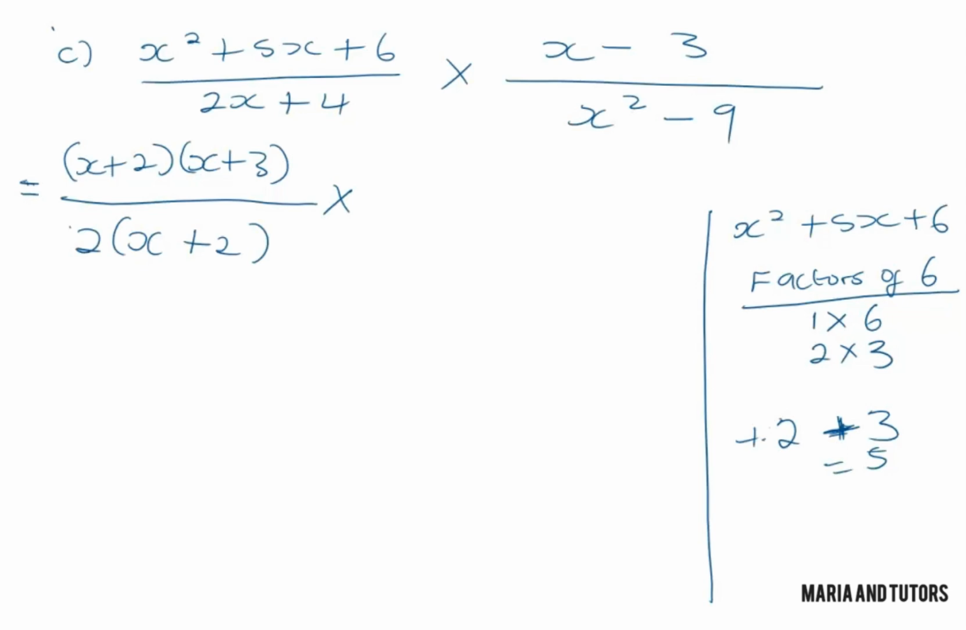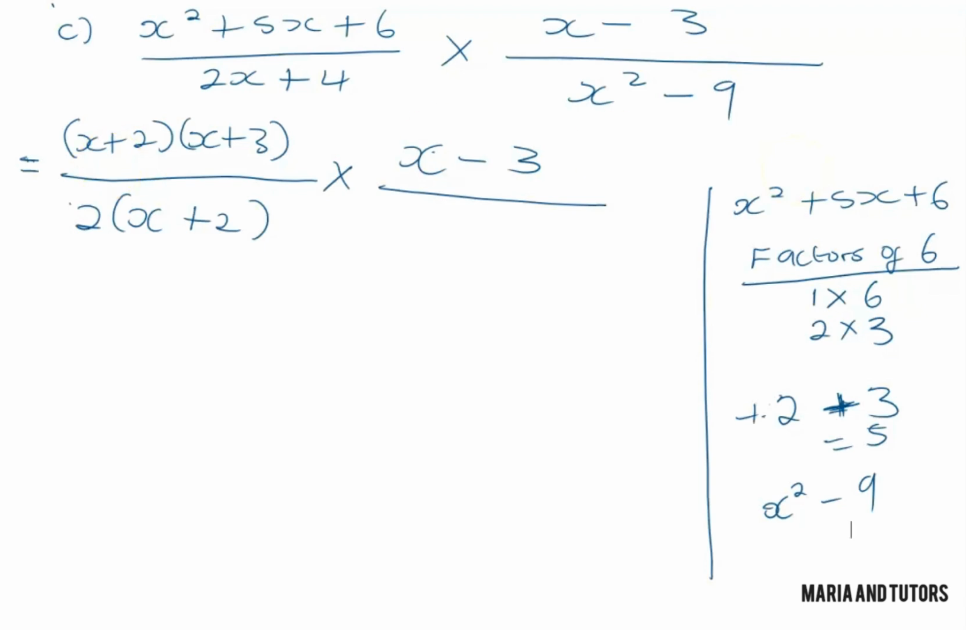On the second fraction, our numerator is x minus 3, which we're just going to leave as x minus 3. The denominator is x squared minus 9. So we have x squared minus 9, so we have to factorize this expression. As you can see, you have a difference of 2 squares.